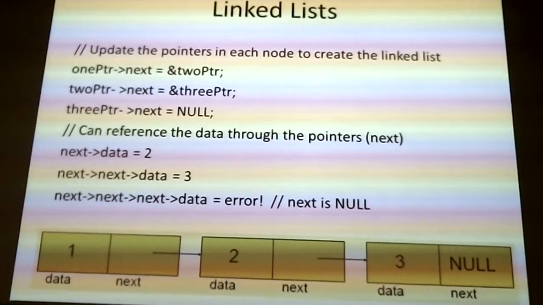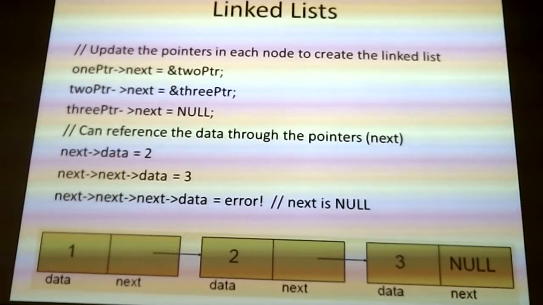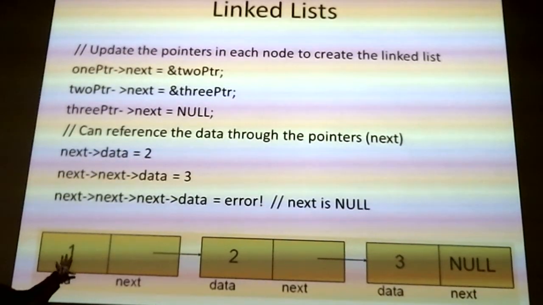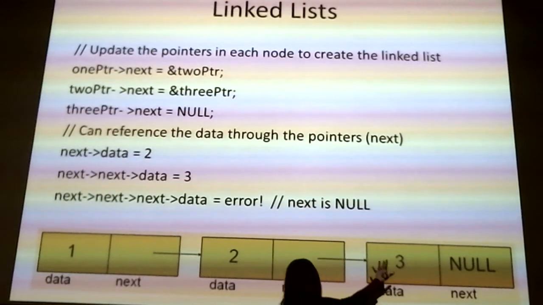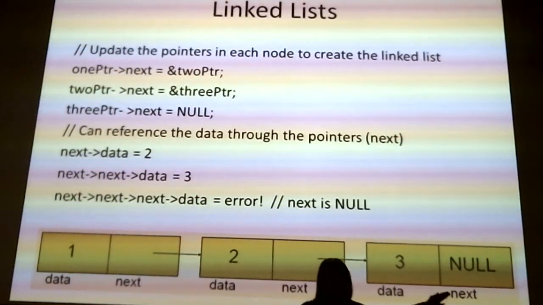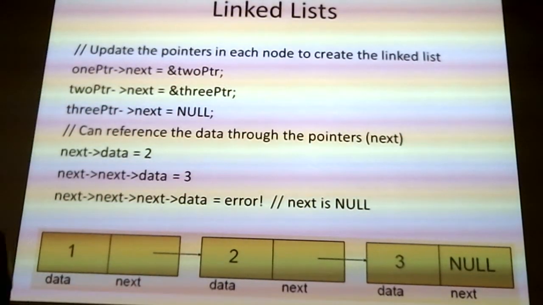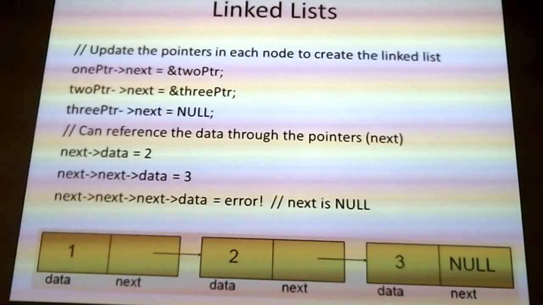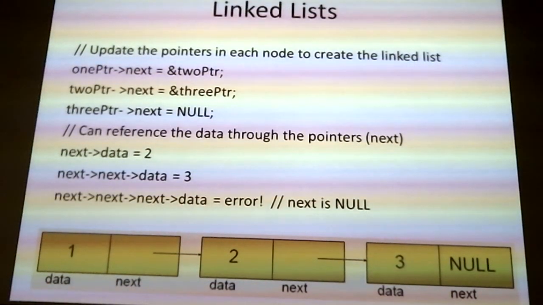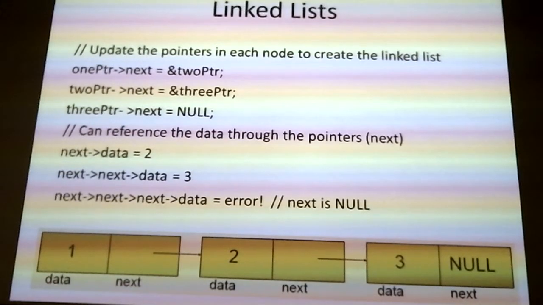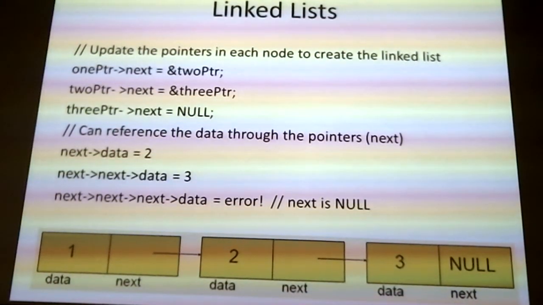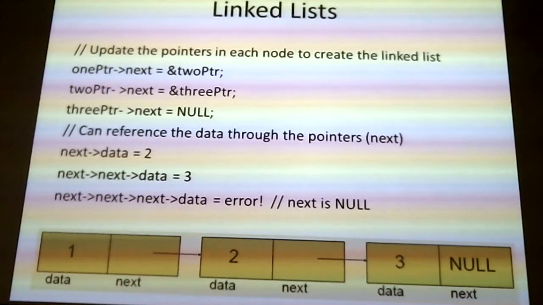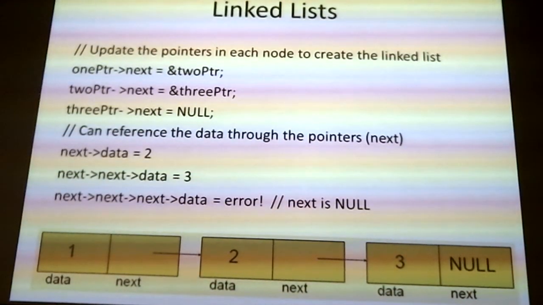Okay, so we have our 2 pointers that I created. The data in the first one is 1, the data in the second one is 2, the data in the third one is 3, right? We got that from the last slide where we set the data. Everyone good with that? Okay, so now to make this a linked list, I have to update the pointer part of my node in order to link them all together.